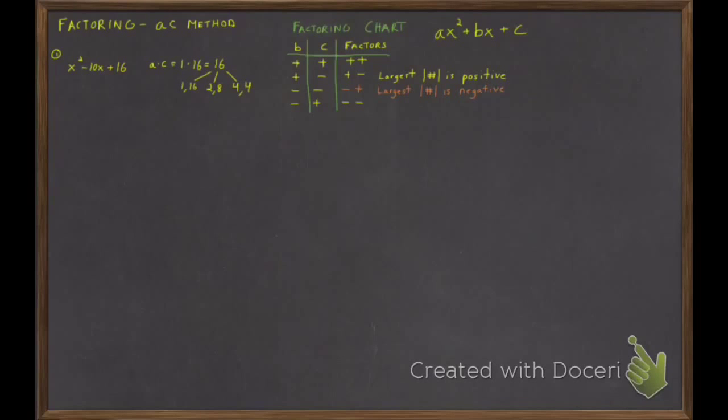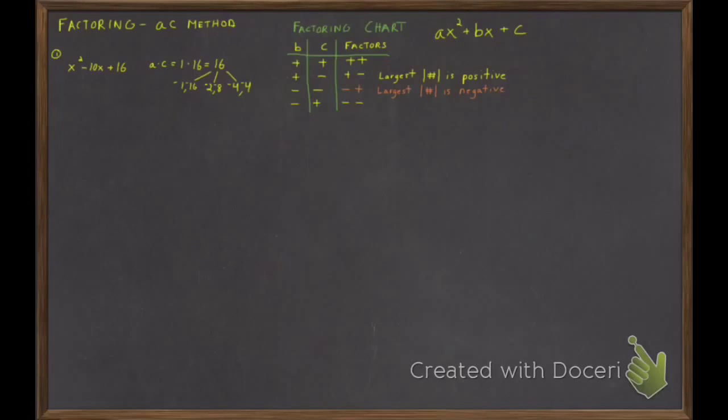And now we have to make these factors negative. So let's make each factor now negative. All right, now that our factors are negative, we know that the sum of these factors has to be our B value. So now let's do some addition.